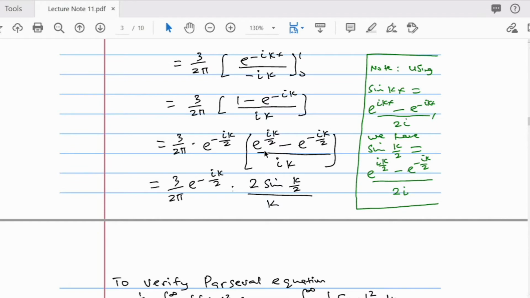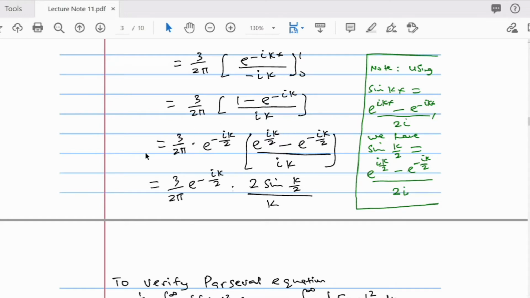So that means e to the power i k over 2 minus e to the power minus i k over 2, over i, is just the same thing as 2 sin k over 2. And this is the k here. So this is this part here. So this is the Fourier transform of that f of x. So the Fourier transform of f of x is given by this.